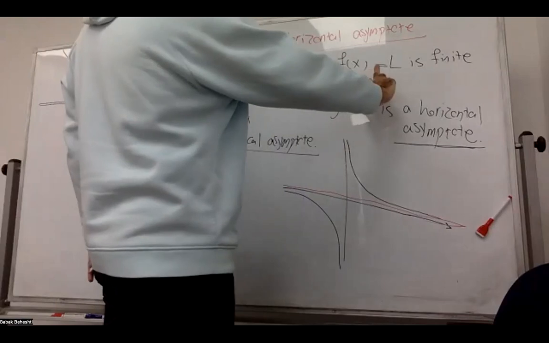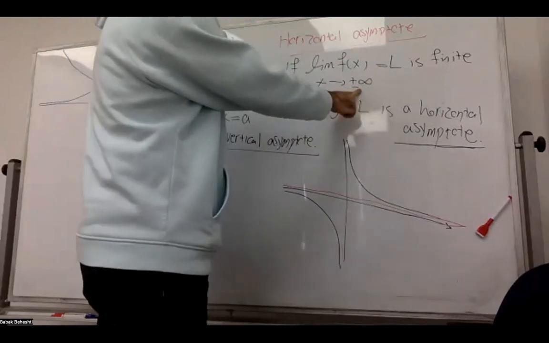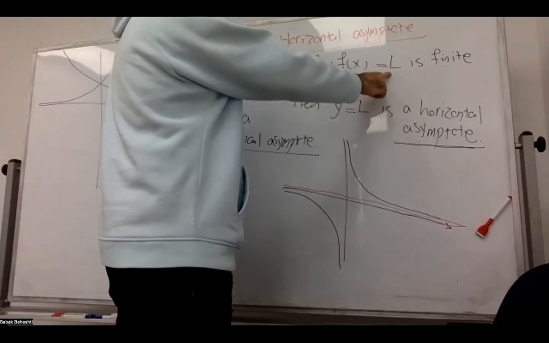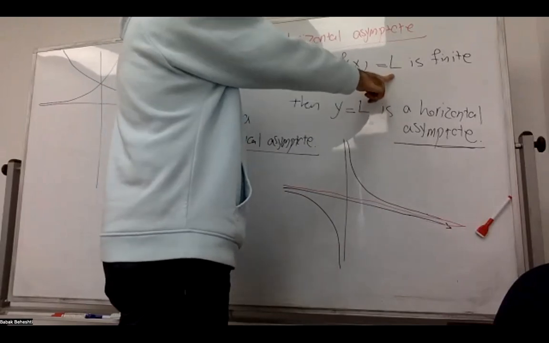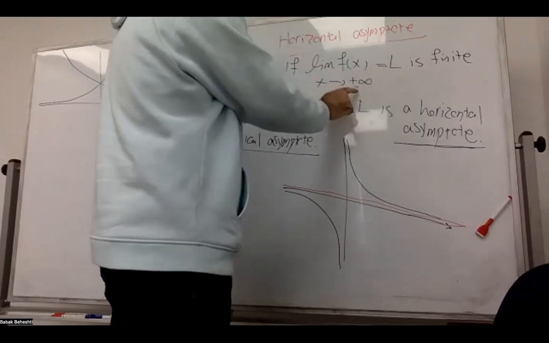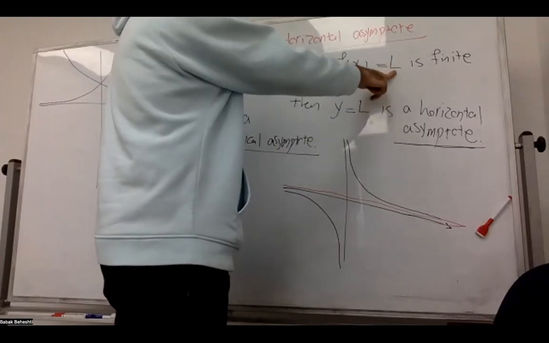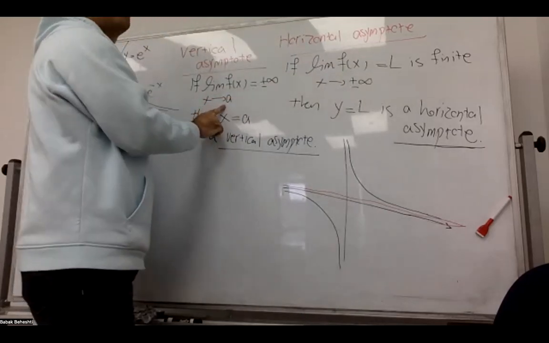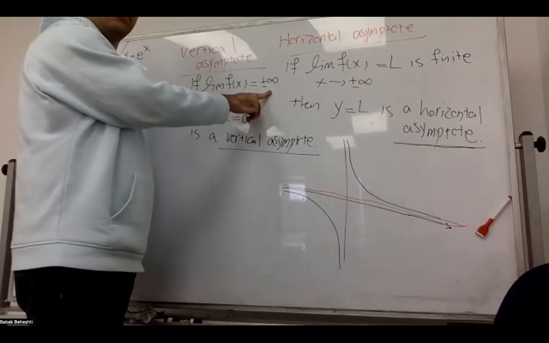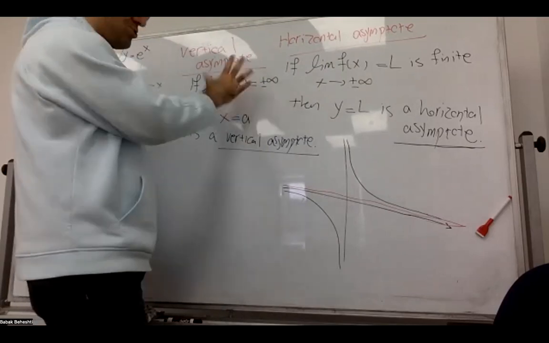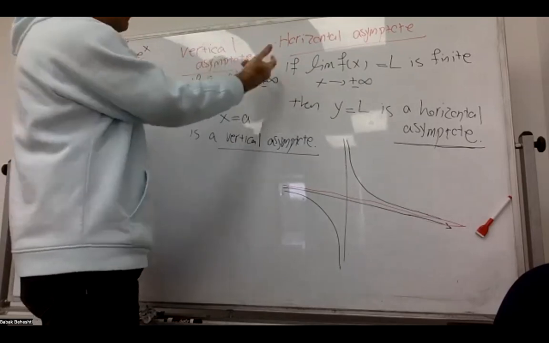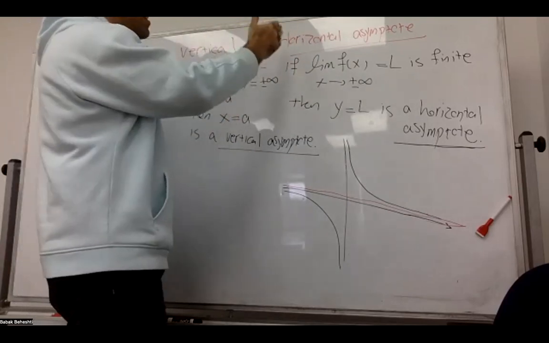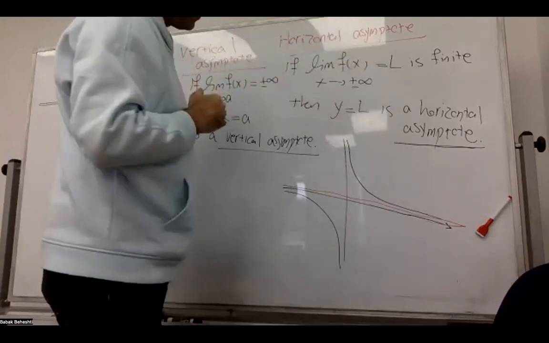The difference is that for horizontal, x goes to infinity, but y is some number, L, okay? X goes to infinity, y is a number. For vertical asymptote, x goes to some number, y is equal to infinity. So you switch the role of x and y, right? So this is vertical versus horizontal asymptotes.